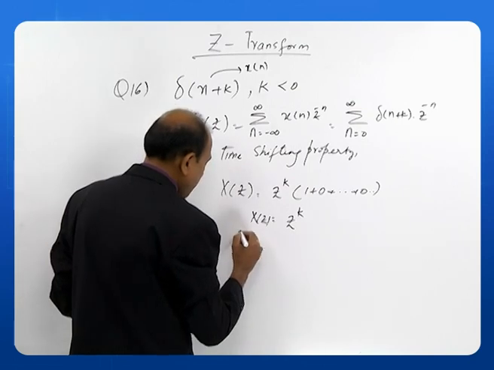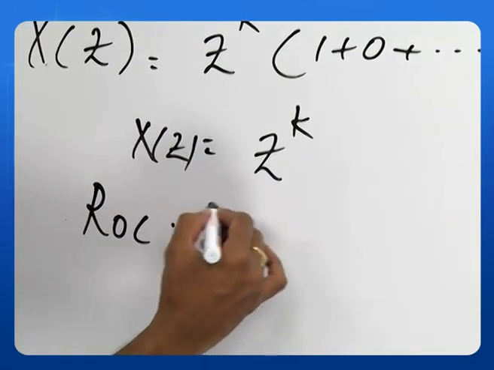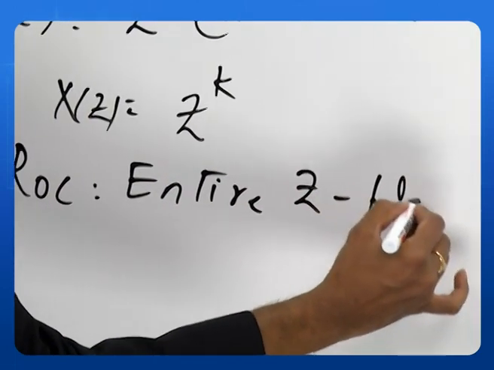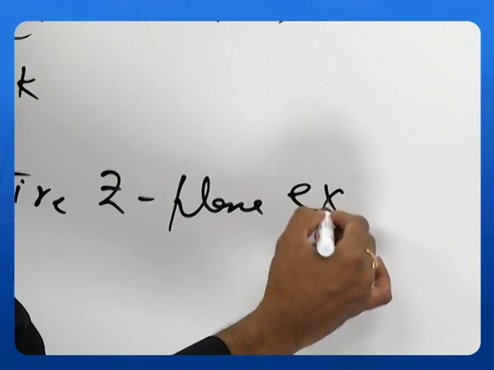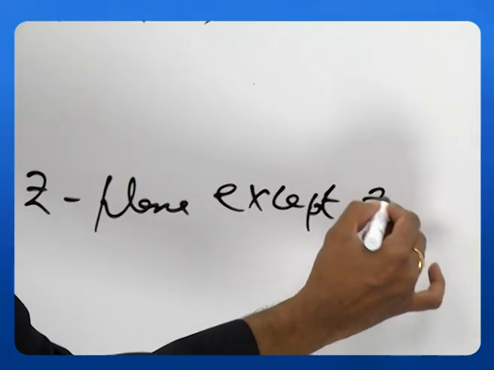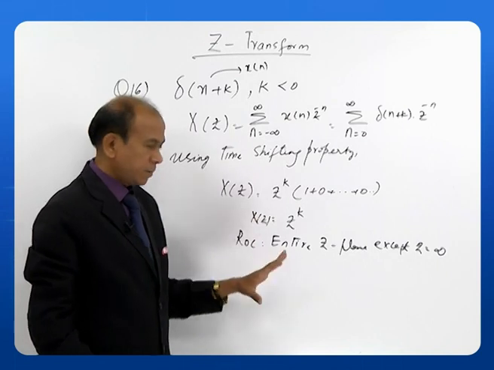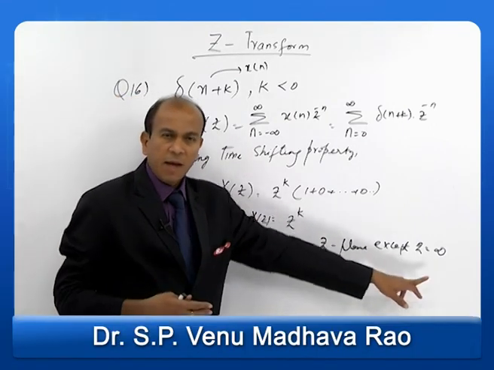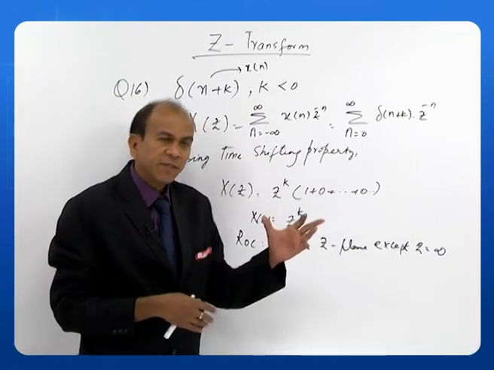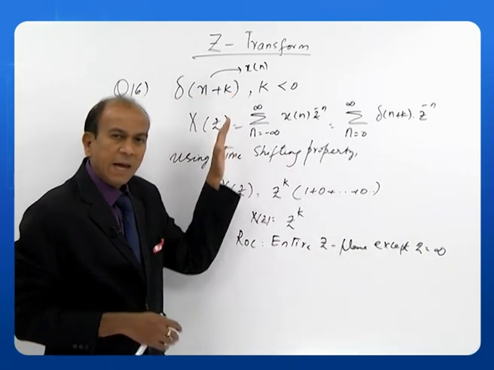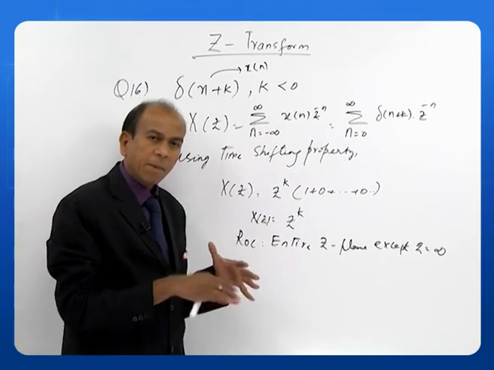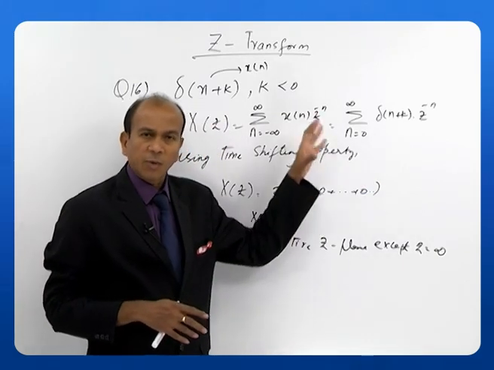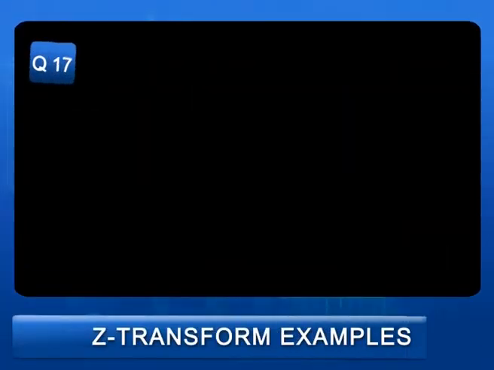So what is the ROC for this? The ROC will be the entire z plane except z equal to infinity. So here the ROC is the entire z plane except z equal to infinity, whereas in the previous case, where we took delta of n minus k, it was the entire z plane except z equal to 0. So this is how you have to calculate the ROCs for both these functions. Okay, let us see the 17th question.